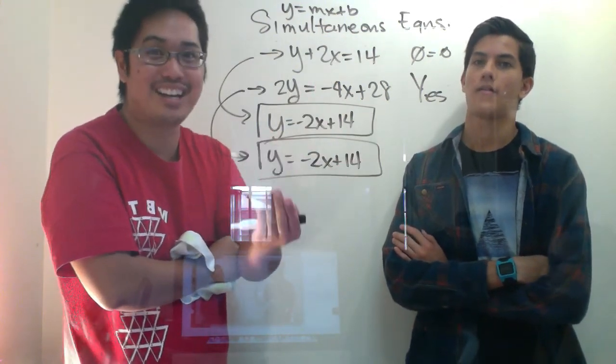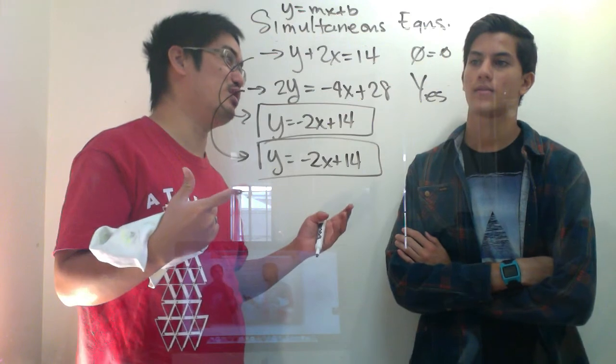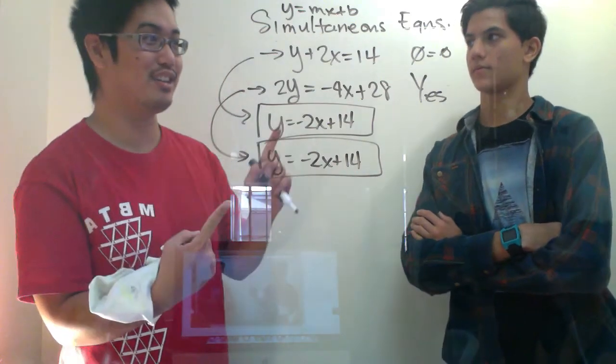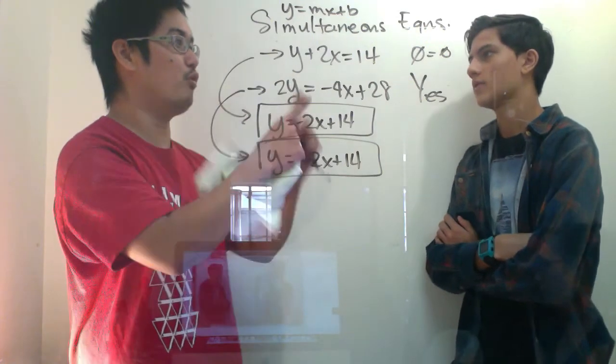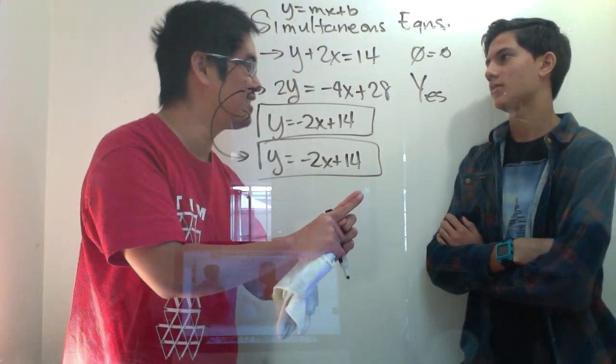These are the same line. They just happen to be two lines that are parallel to each other. Not only are they parallel, they have the same y-intercept. Those are called overlapping lines. So they're on top of each other.